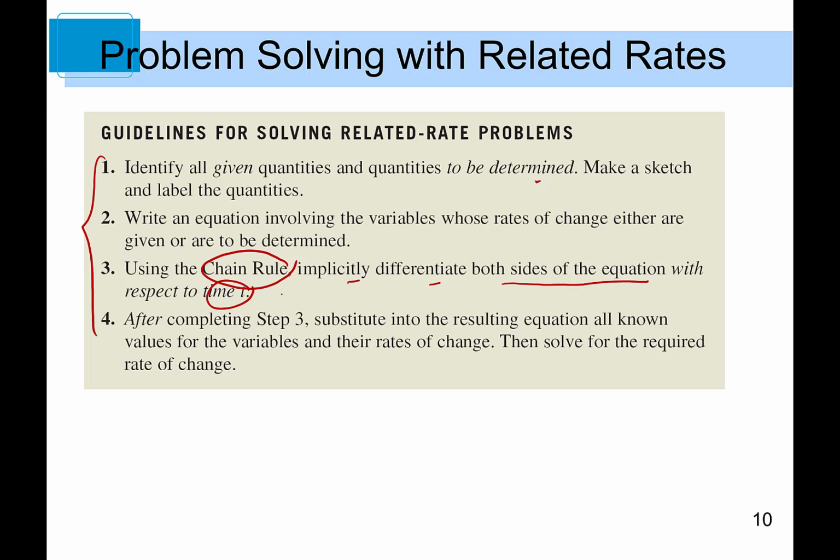So this is the key thing, right? You differentiate everything with respect to time t. After completing step 3, substitute into the resulting equation all known values for the variables and their rates of change, then solve for the required rate of change. Okay, so for the unknown, basically.